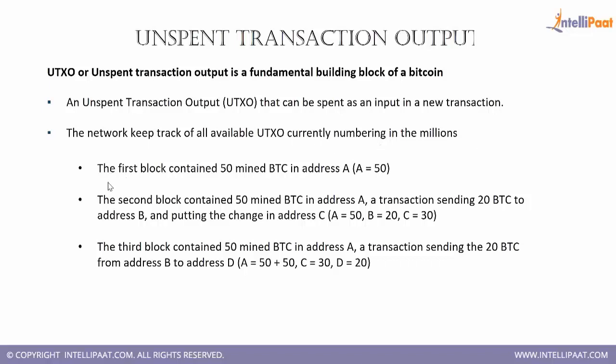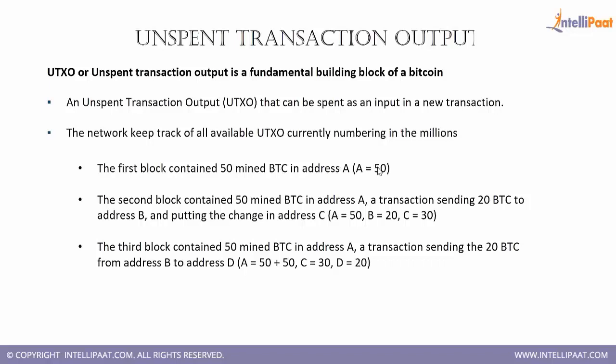Here is an example. The first block contained 50 mined BTCs in address A. The second block contained 50 mined BTCs in address A, and a transaction sending 20 BTCs to address B and putting the change in address C. Hope you understand what I'm trying to say.